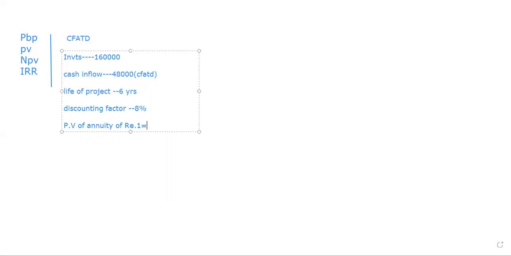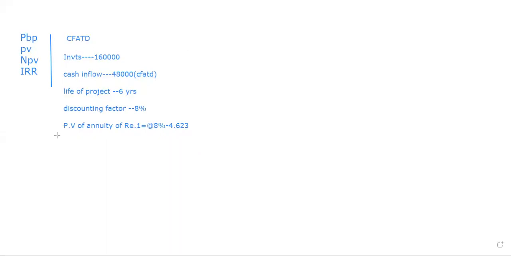So when I check my annuity table at the 8% discount factor, it is showing me around 4.623. This is my rupee 1 value in the annuity table at a discount factor of 8%. Using this, within a very short time we can solve the sum. Now I know my cash investment, my cash inflows, my life of project and my discounting factor.